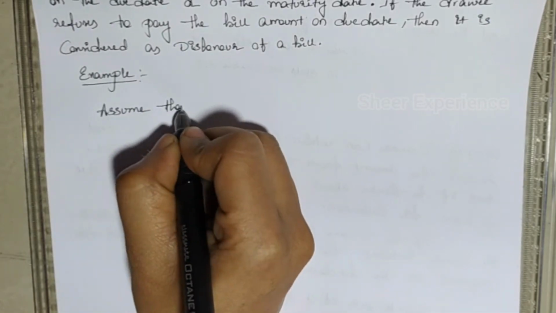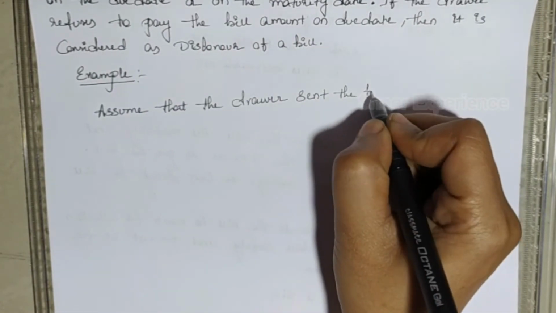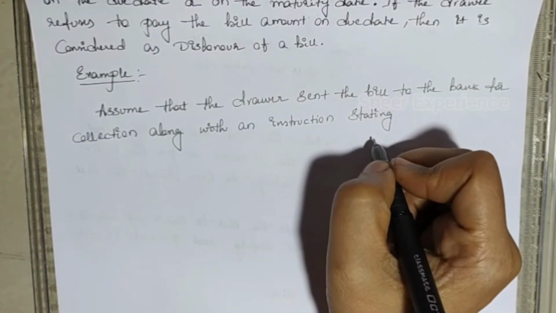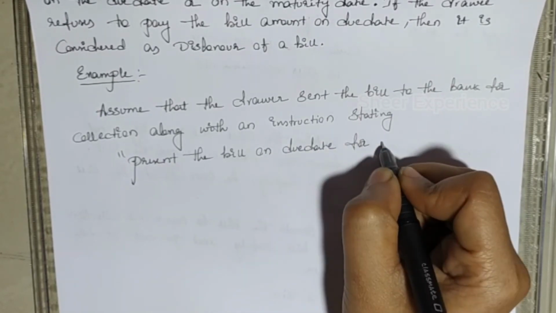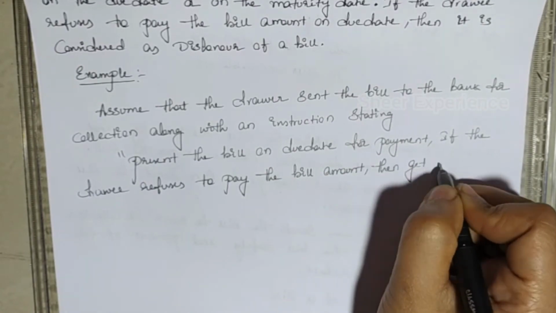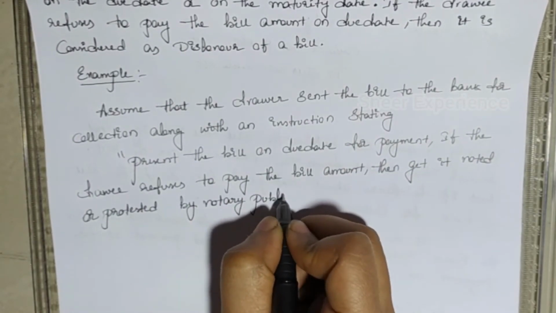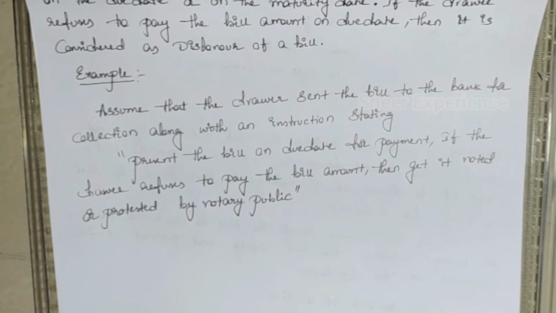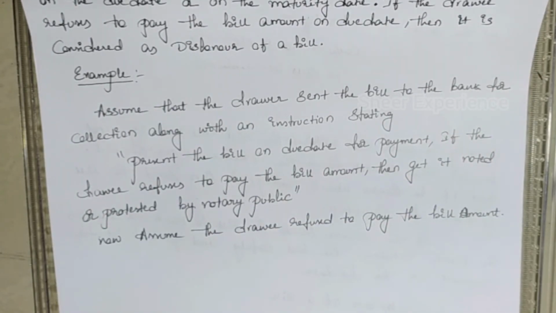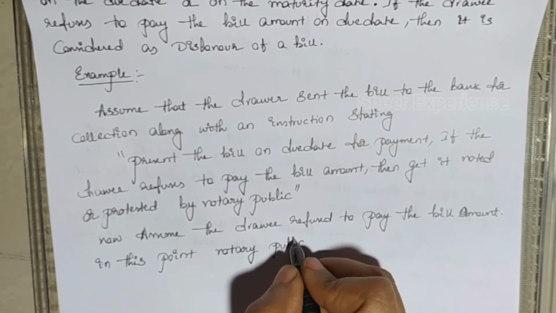Assume that the drawer sent the bill to bank for collection along with an instruction or a note stating present the bill on due date for payment. If the drawee refuses to pay the bill amount, or if the drawee says I don't have sufficient funds to pay the bill amount, then get it noted or protested by notary public. This is what the instruction that the drawer has given to bank while sending the bill for collection. Now assume that the drawee refused to pay the bill amount. At this point, the notary public comes into picture.